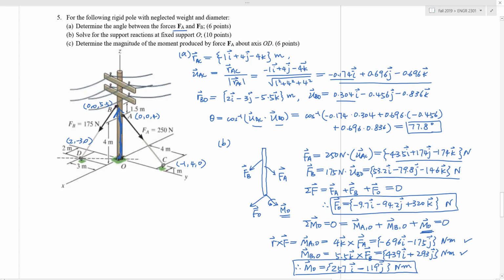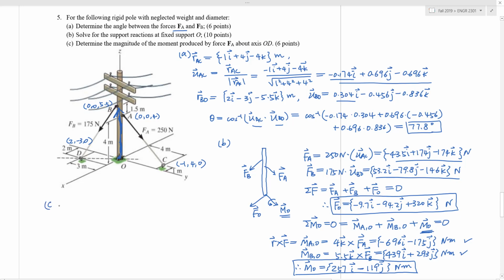So we solved for our support reactions, 2 vector unknowns, and if we have to use a scalar formulation, the 2 vector unknowns break down into 6 scalar unknowns, right? But in this problem, it makes more sense to work with the vectors directly. Part C, determine the magnitude of the moment produced by force FA about the axis OD.